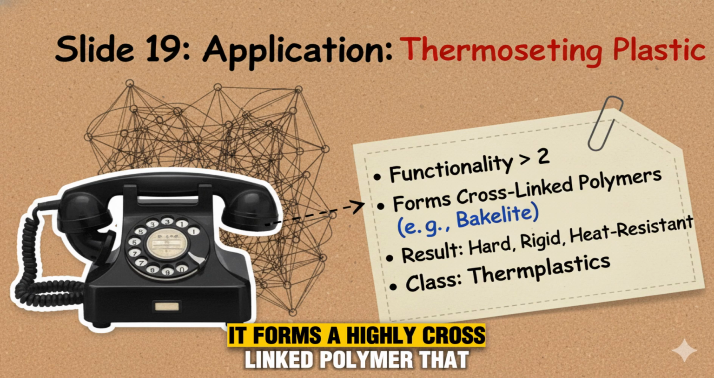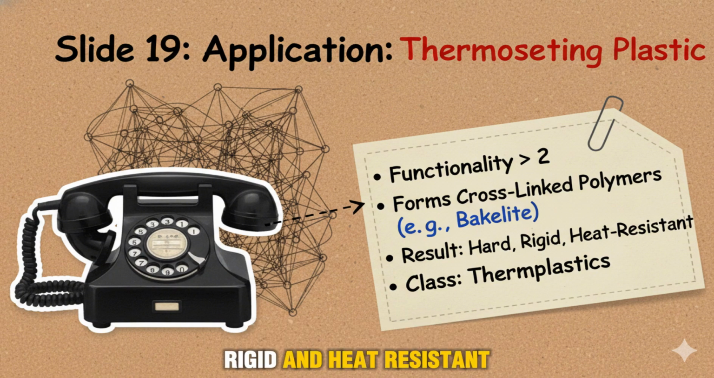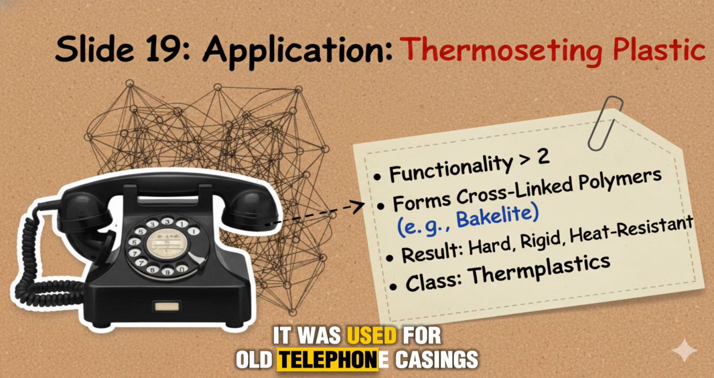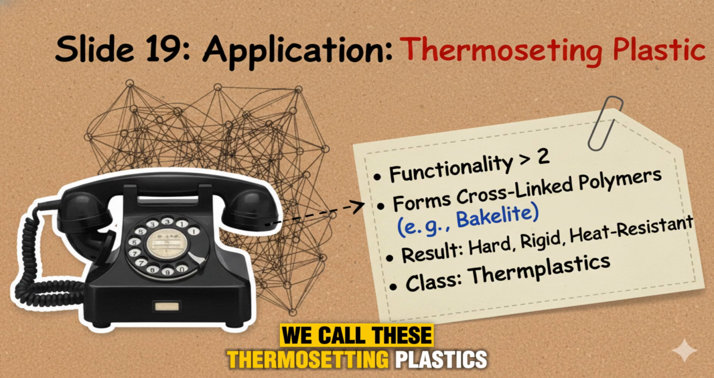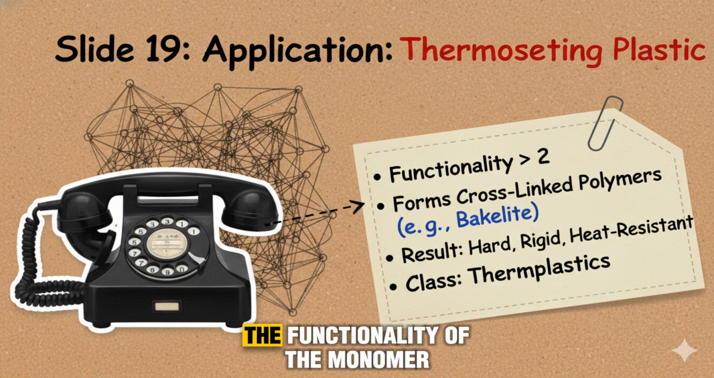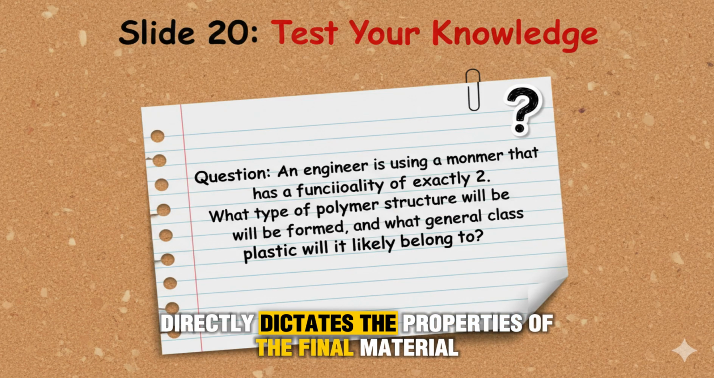However, a monomer used to make Bakelite, an early plastic, has a functionality of 3. It forms a highly cross-linked polymer that is hard, rigid, and heat-resistant. It was used for old telephone casings and electrical switches. We call these thermosetting plastics. The functionality of the monomer directly dictates the properties of the final material.